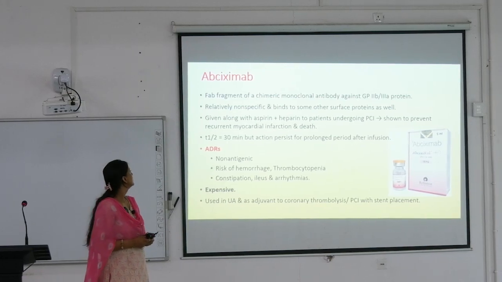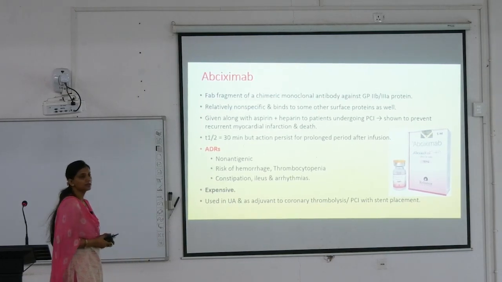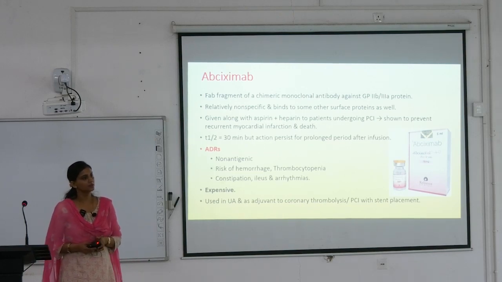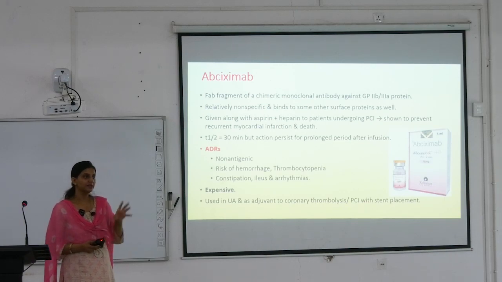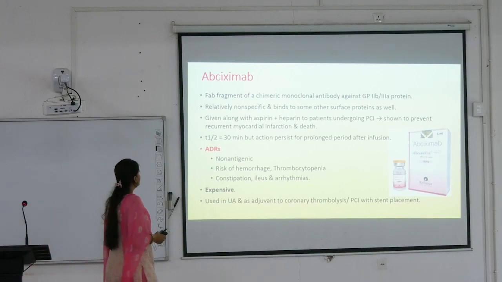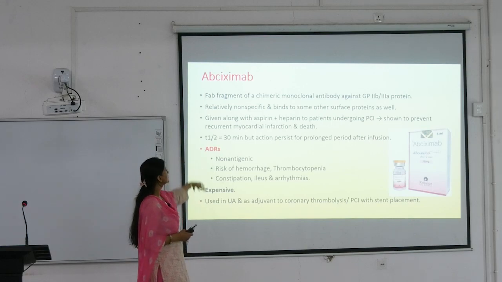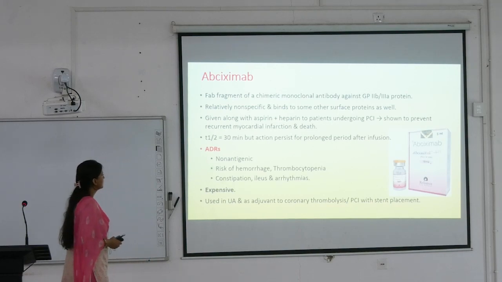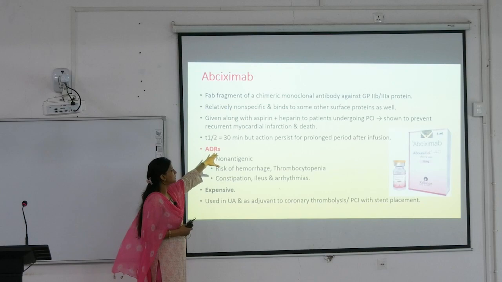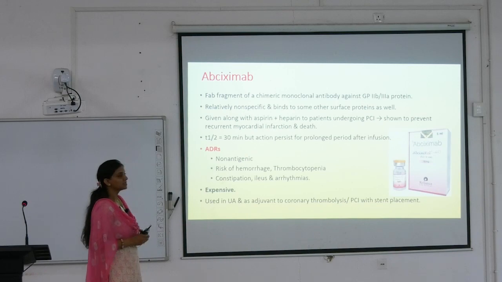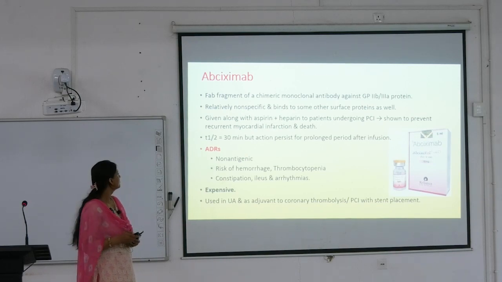What are the drugs? Abciximab is used. It is a chimeric drug: 25% of mouse and 75% of human tissue used. So, important part: what is called a chimeric drug? 25% mouse and 75% human tissue used. It is relatively non-specific and binds to some other surface proteins also. This is a disadvantage. The half-life is 30 minutes, but the action lasts for very long. What is the disadvantage? It is very expensive.